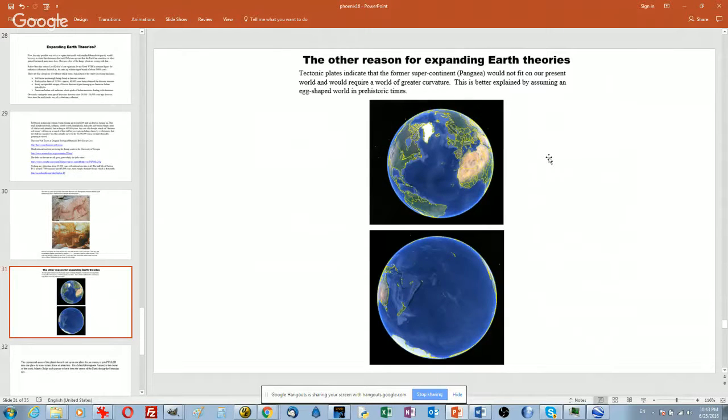What is the other part of the reason for wanting to talk about Earth-expanding theories? The answer is that the tectonic plates of the former supercontinent would not fit on our present world, wouldn't lie down flat on it. They would seem to want a smaller world, a world of greater curvature. And there's another way to explain that.